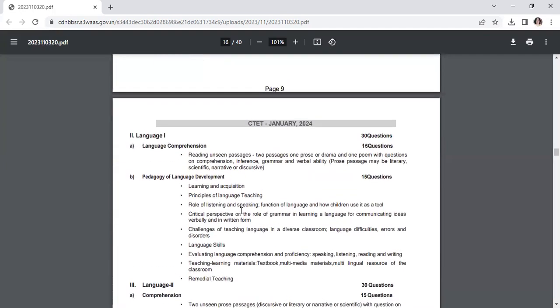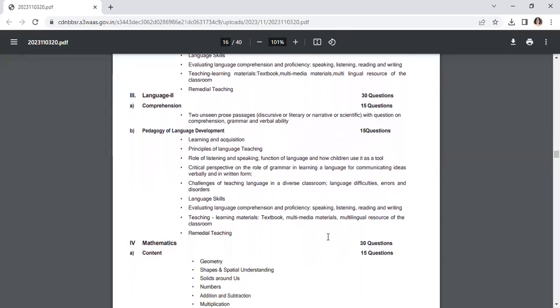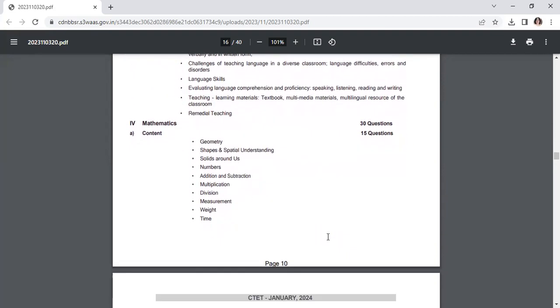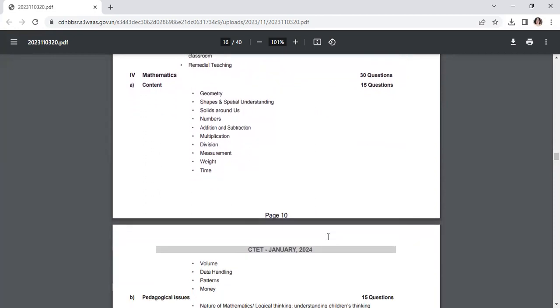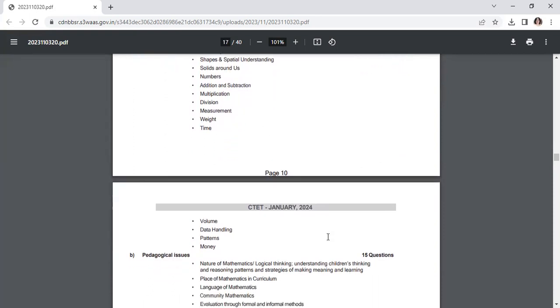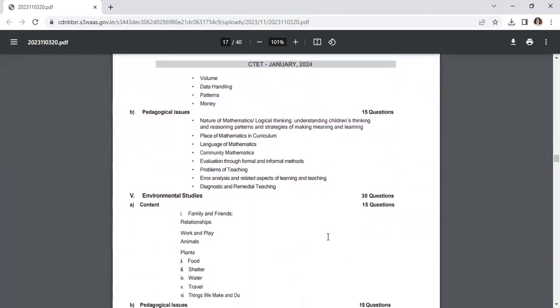Then Language first: language comprehension will come, that is of 15 marks. Pedagogy of language development, 15 questions will be there. Language second: comprehension will be there of 15 questions. Pedagogy, 15 questions. Mathematics, 30 questions. Content is given: geometry, shapes and spatial understanding, solids around us, numbers, addition, subtraction, multiplication, division, measurement, weight, time, volume, data handling, patterns, money. Pedagogical issues are given, that is of 15 marks.